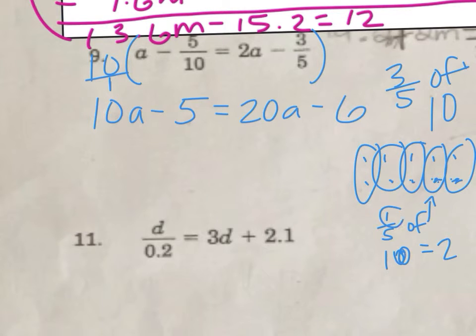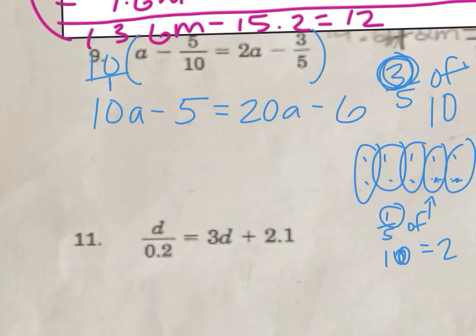So if that's 1/5 of 10, what's 3/5 of 10? Well, that's 6. Okay, so now, even though I've made my circumstances actually look a little bit harder because it's like, wait, 10a, 20a, 5 and 6, these numbers don't work. It's still a little easier because now I don't have fractions to deal with.